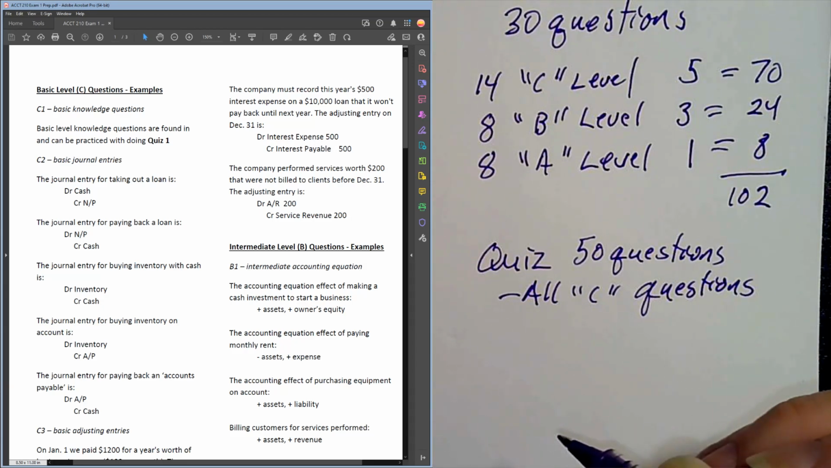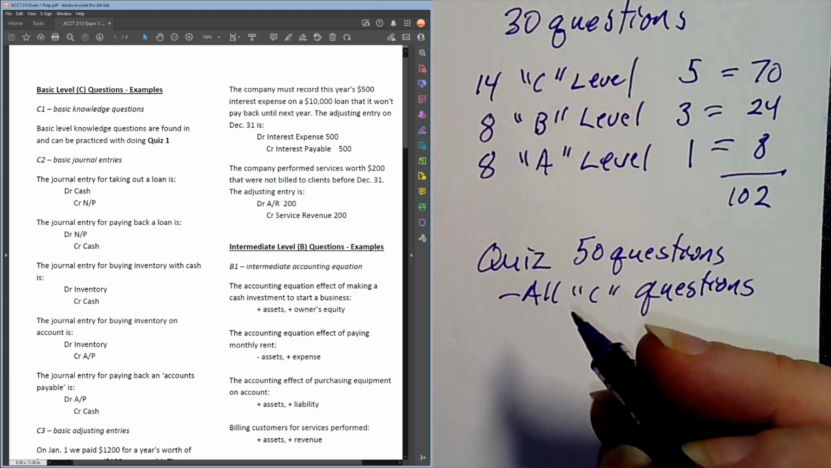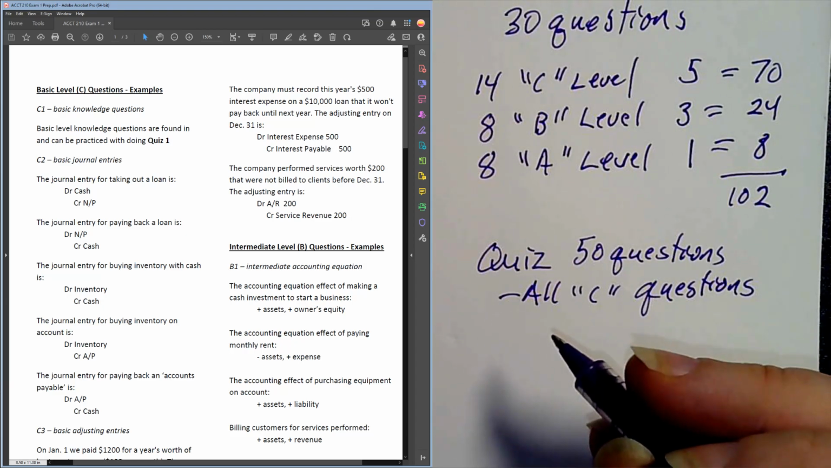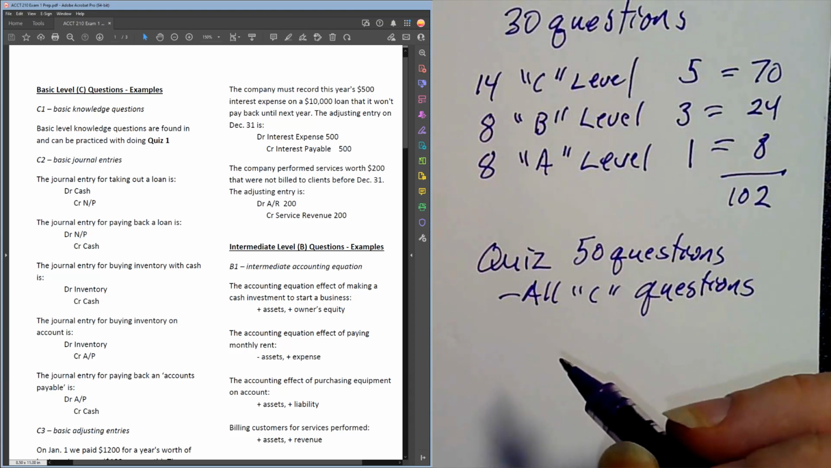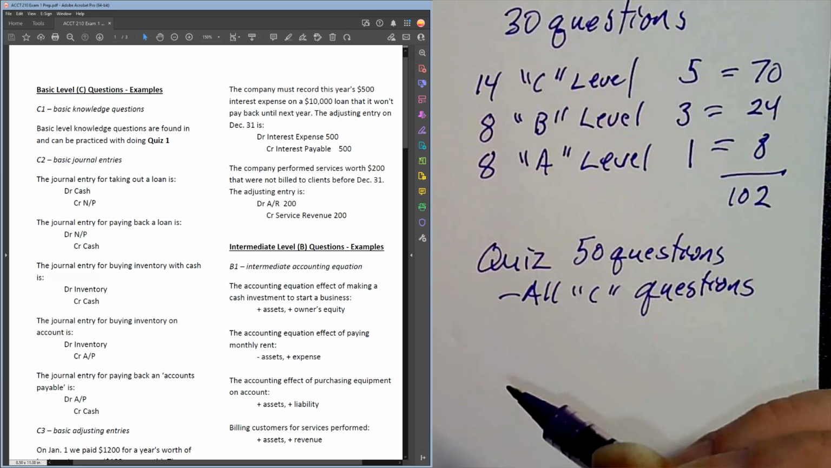And here are the basic journal entries. These will be exactly as they are on the quiz. In other words, I will select one or two of these basic journal entries and there won't be any change. Now the B and the A level questions, these are just examples. I may change them slightly, but it will just be that I change the account, or the dollar amount. I won't be changing the wording of the question.